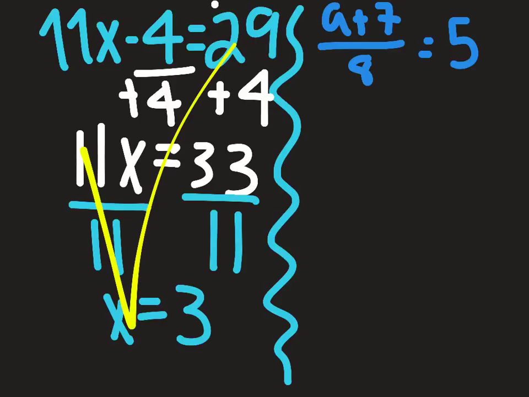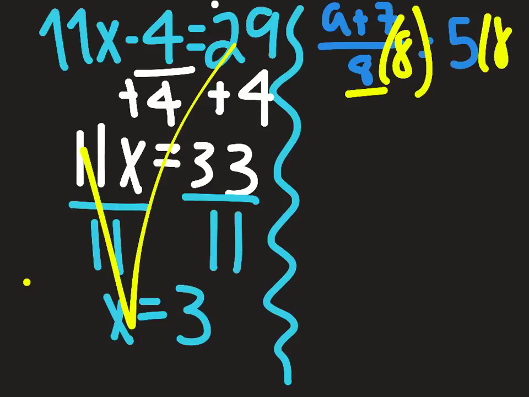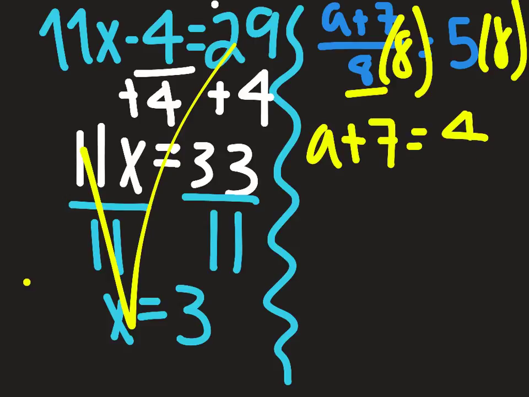Okay, this problem over here, a plus 7 over 8 equals 5. Now you're probably like, whoa, this is some real weird stuff. It's actually not that hard. Since you have 8 and it's in division, you're just going to do the opposite, which would be multiplying. So you multiply to get that 8 out of there, and you have to do it to the other side as well. So now you have a plus 7 equals 40.